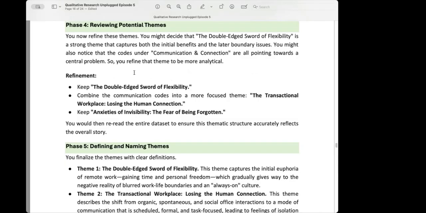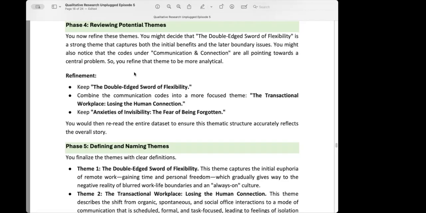Okay, what's phase 5? Phase 5, defining and naming themes. All right, you've reviewed, refined, and you're confident in your set of themes. This is the crucial stage where you finalize them and prepare them for inclusion in your report or thesis. It's about bringing absolute clarity and precision to your analytical constructs, making them intelligible and impactful for your readers. Getting them ready for presentation.